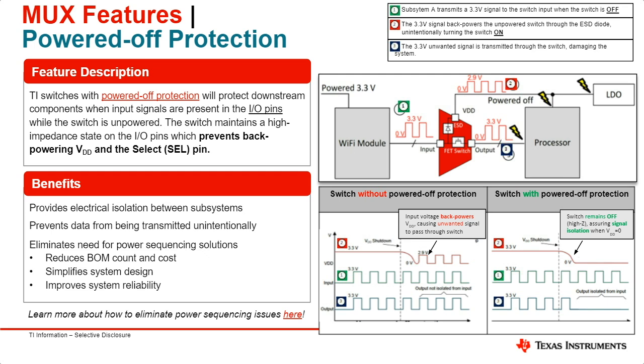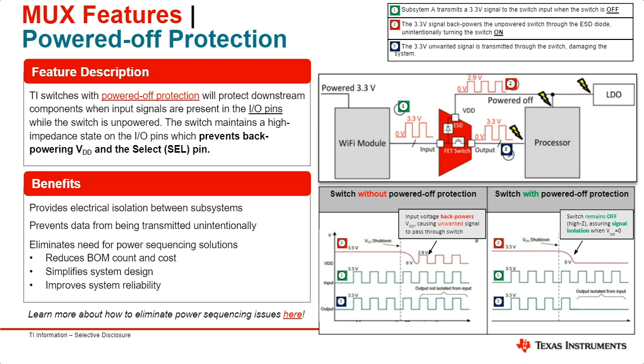As you can see at the bottom, in the backpower case, you can cause an unwanted signal to pass through the switch. But if that switch does have the powered off protection feature, the downstream devices are protected, since the device will go into high impedance mode and ensure signal isolation when VDD is 0, meaning when the device is off.